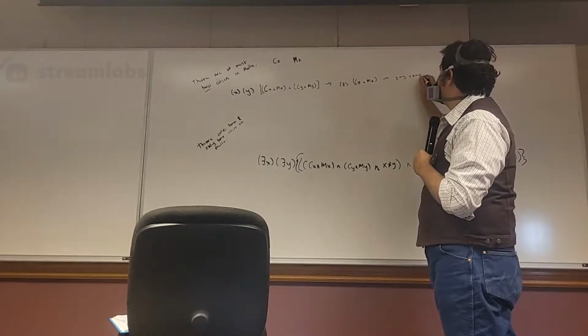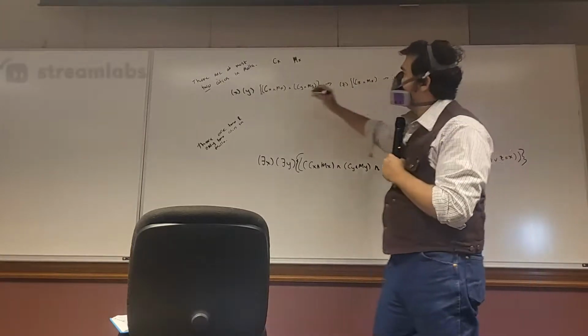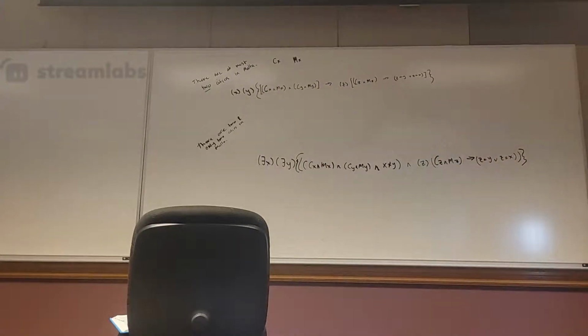Good. Perfect. A lot of brackets there. Good. Read that top one to me now. For any x and for any y, x is a city, x is in Malta, and y is a city, y is in Malta. Then for any z, if z is a city and z is in Malta, then z equals y or z equals x.